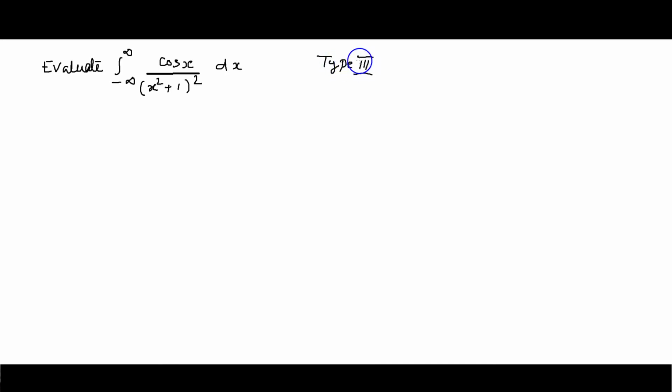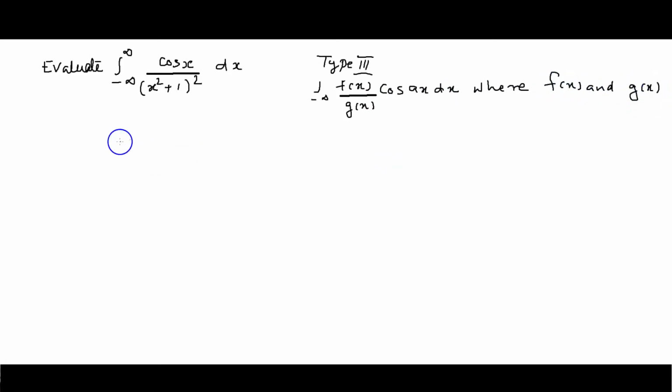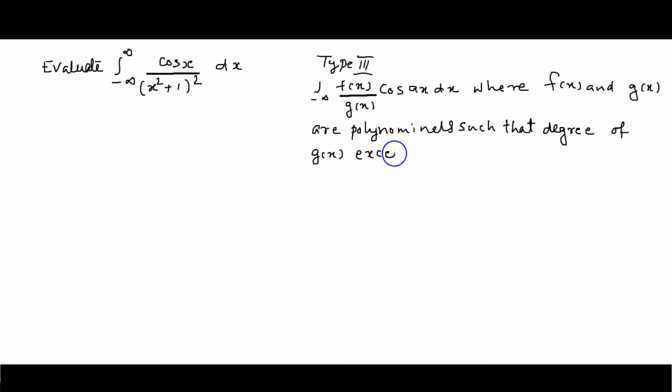Here the limit varies from minus infinity to infinity and it is in the form of integral from minus infinity to infinity of f of x by g of x cos ax, where f of x and g of x are polynomials such that degree of g of x exceeds that of f of x. Therefore, this question comes under type 3. Another important thing to note is that if the question is of type 3, we consider only the poles which are above the real axis, that is, we have to find the residues of only positive poles.